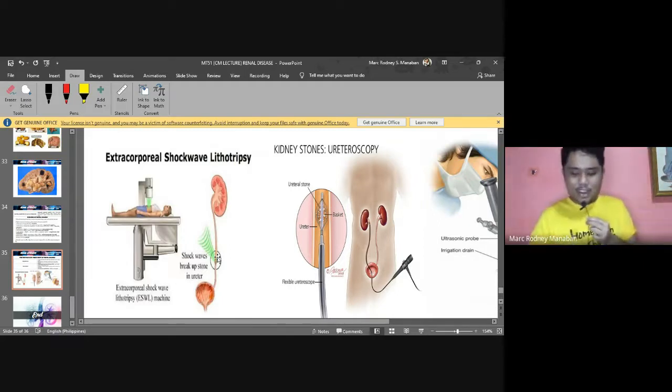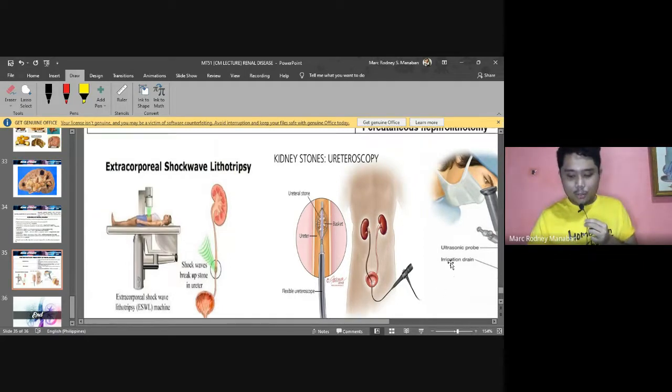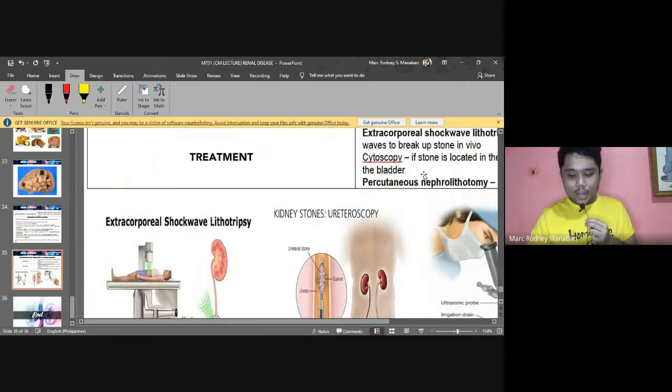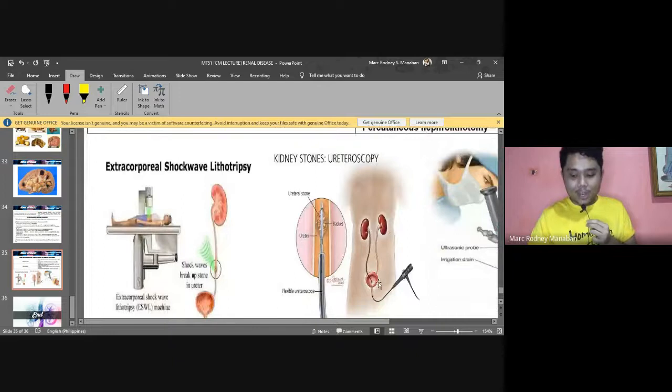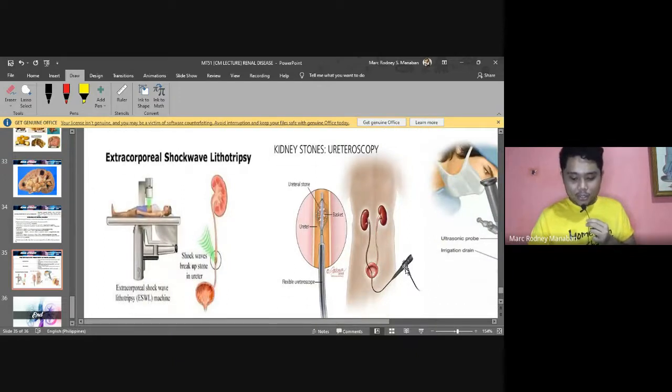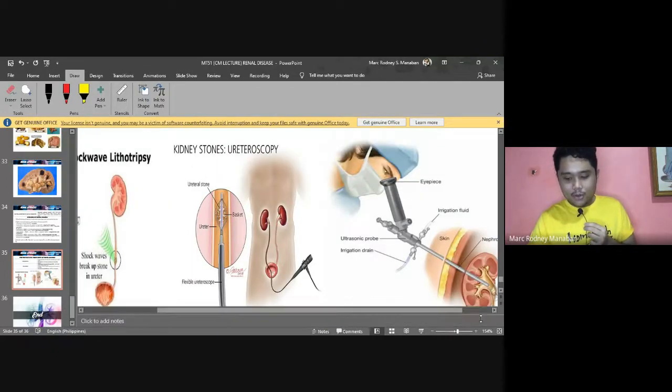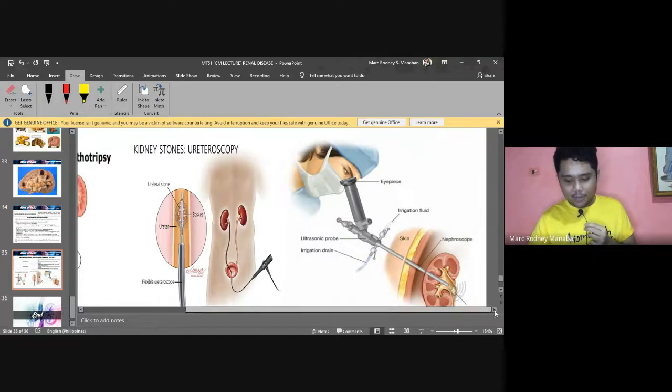All right? Now if the stone is really big, the surgeon can also perform cystoscopy, if the stone is located in the ureter or in the bladder. All right? So what happens is a machine with a camera, a cystoscope, is inserted, and then there is a basket that will break the stone. And of course, if the stone is really big and this can't be done, you can perform percutaneous nephrolithotomy. Okay?